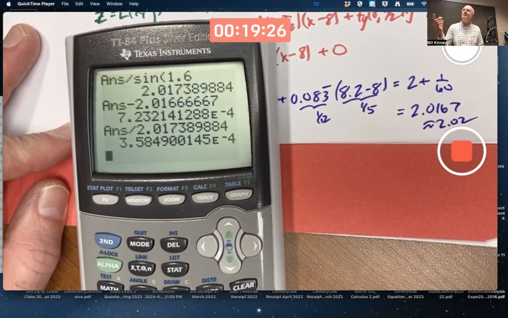What would that be? 0.036%. Okay. A fraction of 1%. A small fraction of 1% would be the relative error.